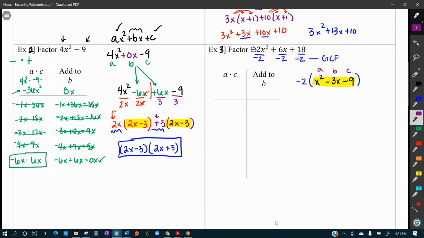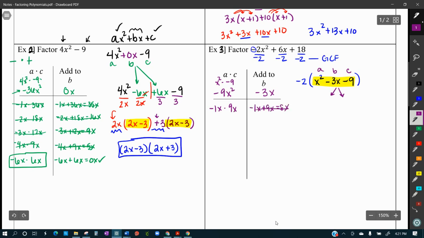So when we do our table to figure out what to split apart B into, we're going to use x squared and negative 9. So x squared times negative 9 is negative 9x squared. So I need two numbers that multiply to negative 9x squared but add up to be B, which is negative 3x. So again, start at the top. To create a negative number, I need one negative number and one positive number. So negative 1x plus a 9x is 8x.